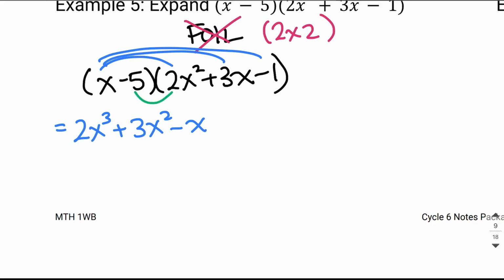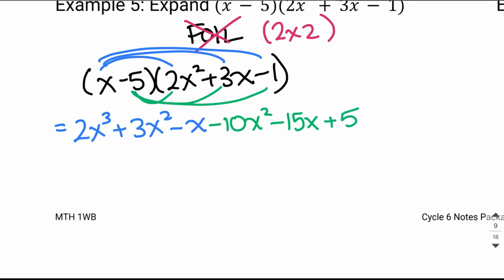Then I'm going to multiply negative 5 by 2x squared, so I get negative 10x squared. Negative 5 by 3x, so I get negative 15x, and then negative 5 by negative 1, and I get positive 5.